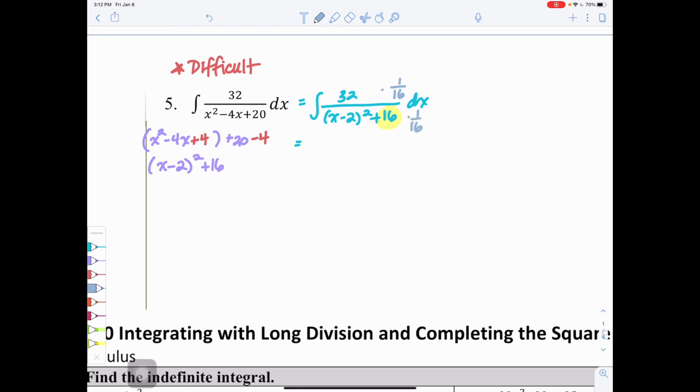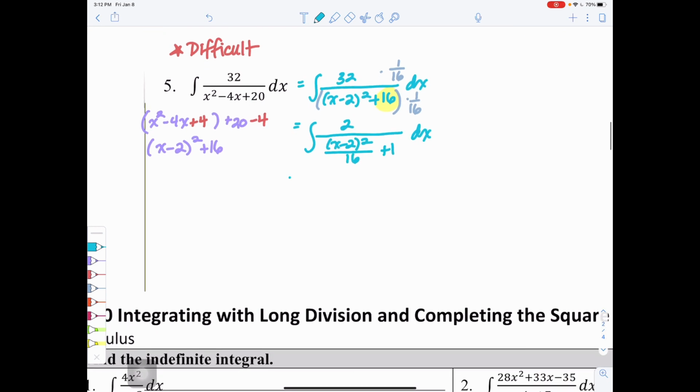Okay, so let's see what we've got now. Really, that's going to be that entire denominator. So the numerator is going to be 2. That's pretty nice. And then we have x minus 2 all squared over 16 plus 1 dx. So you might be thinking, whoa, I've got quite a mess, but let's just keep going. So we have 2 over, how about this? X minus 2 over 4 all squared plus 1 dx. Well, that's pretty nice because we have 1 over 1 plus x squared.